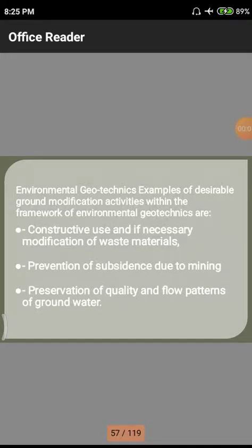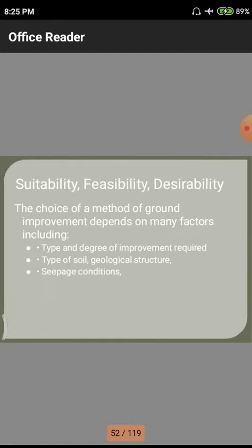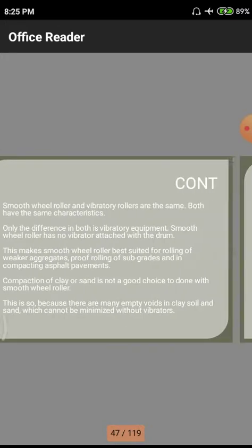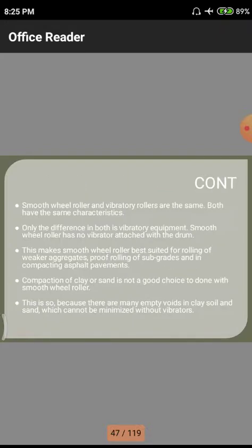Today we will discuss geotechnical examples for these ground improvement techniques. In the previous class, we discussed different kinds of rollers, their types and the different kinds of modification. These are the different kinds of roller: flat tire roller, smooth wheeled roller, sheep foot roller, and other vibratory rollers.